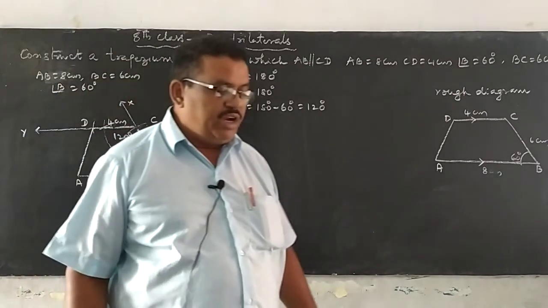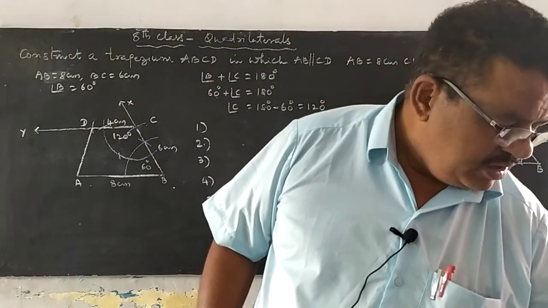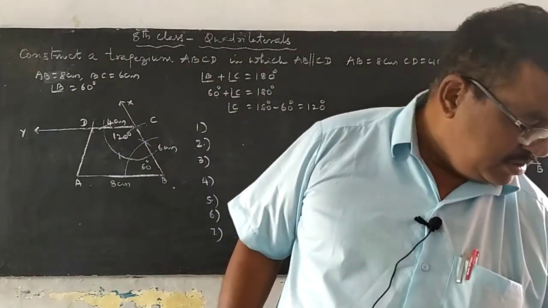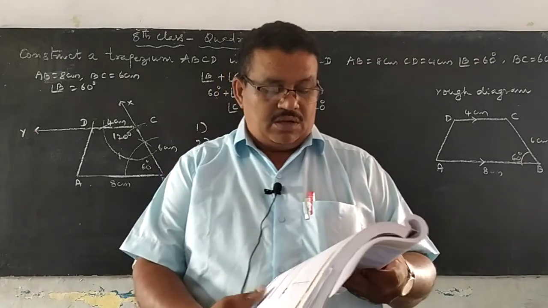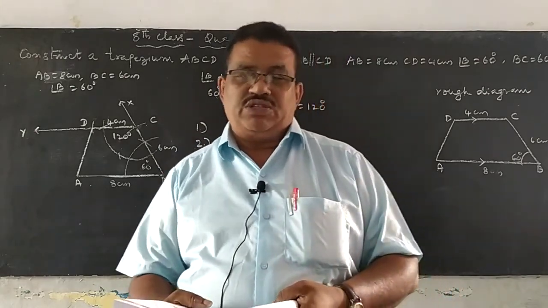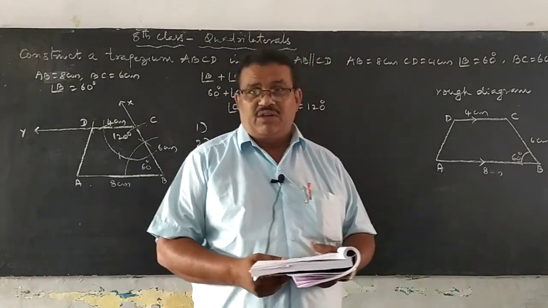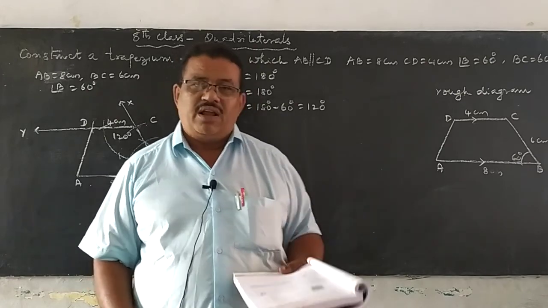Tomorrow in class we need to conduct the last exercise problems: construction of a rhombus, 2 problems, and construction of a square with given diagonals. Okay children, this is the end of the class.